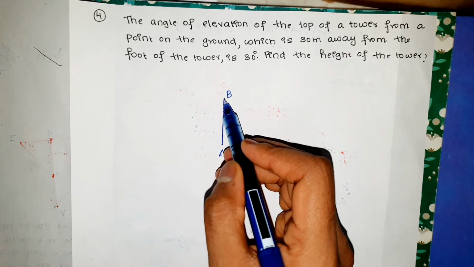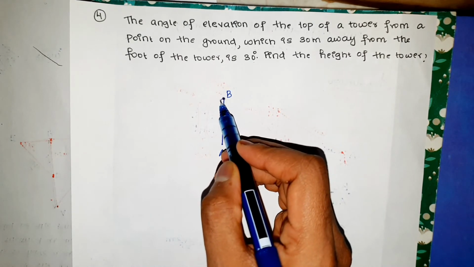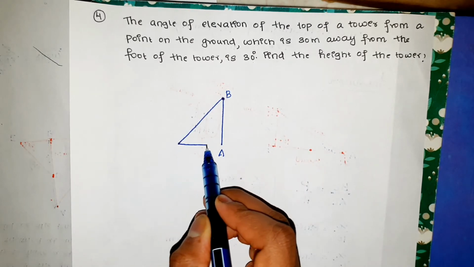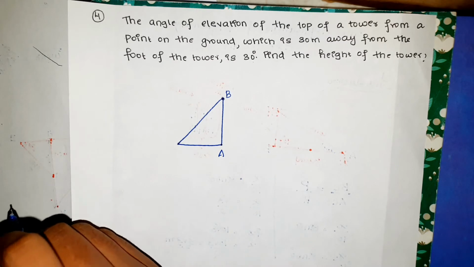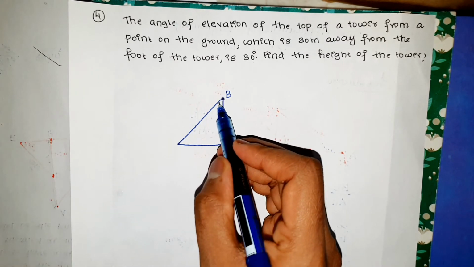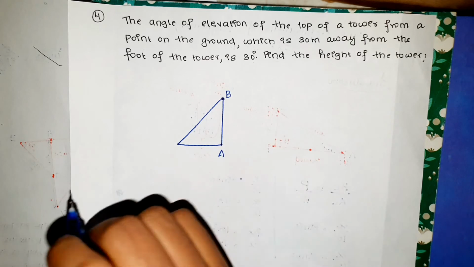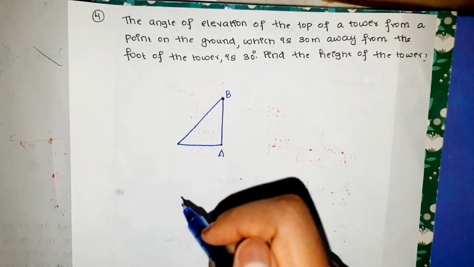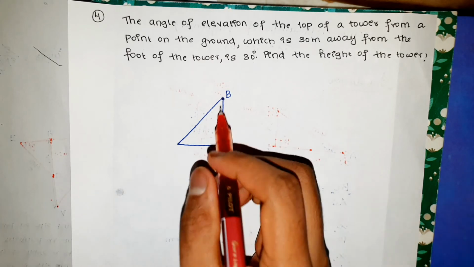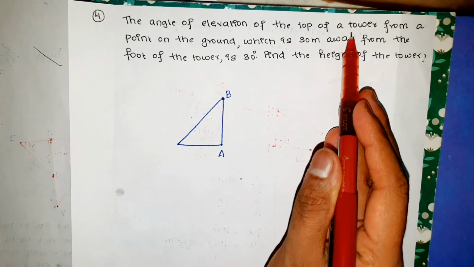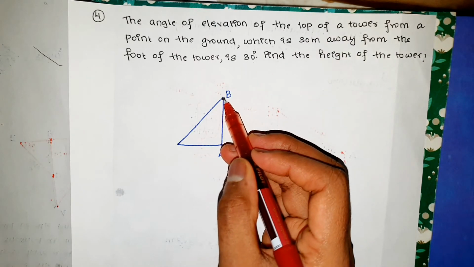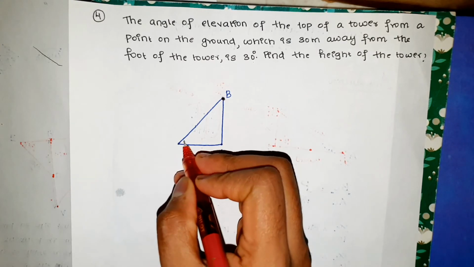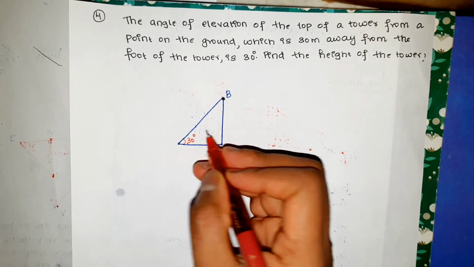The angle of elevation of the top of the tower from a point on the ground. Angle of elevation means, from the point, this is our line of sight, and the angle which it makes with the horizontal line. The angle between this line of sight and the horizontal line is the angle of elevation. We have already discussed it in the introduction section. This is the top of the tower, this is a line of sight, this is a horizontal line, and this angle is 30 degree.